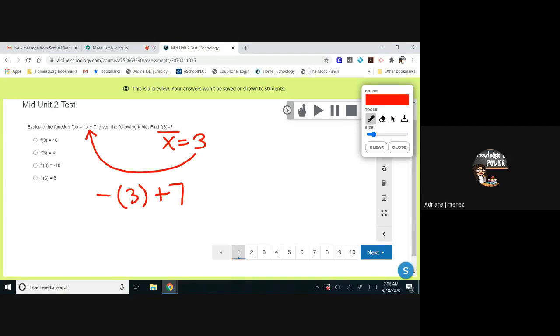You notice all of them said f of 3 because we want you to make sure that you understand that is telling you the y value at x equals 3. Okay, do the math and figure out what that is.